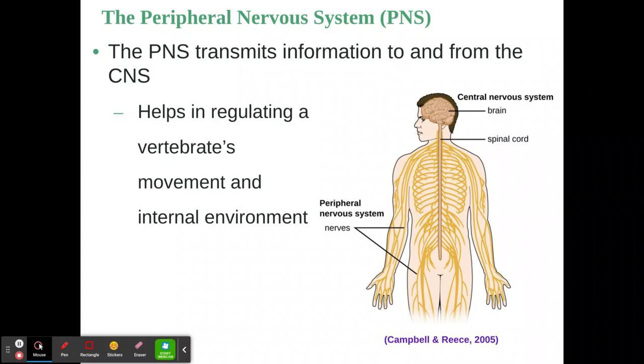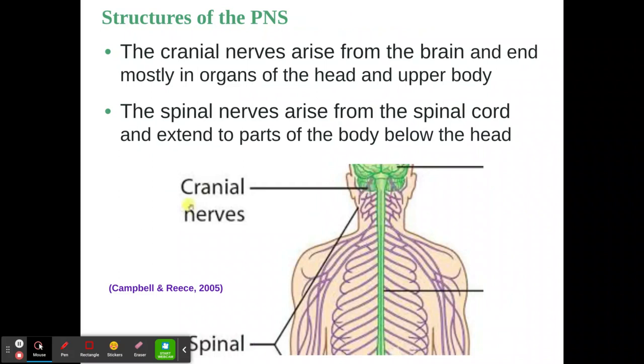And in the vertebrate, the peripheral nervous system is going to consist of right and left pairs of cranial and spinal nerves, which we'll get into next. So here we have cranial nerves, which will arise from the brain and mostly are going to innervate organs of the head and the upper body. Whereas the spinal nerves are going to arise then from the spinal cord and extend to parts of the body below the head, because that's where the spinal cord would be.